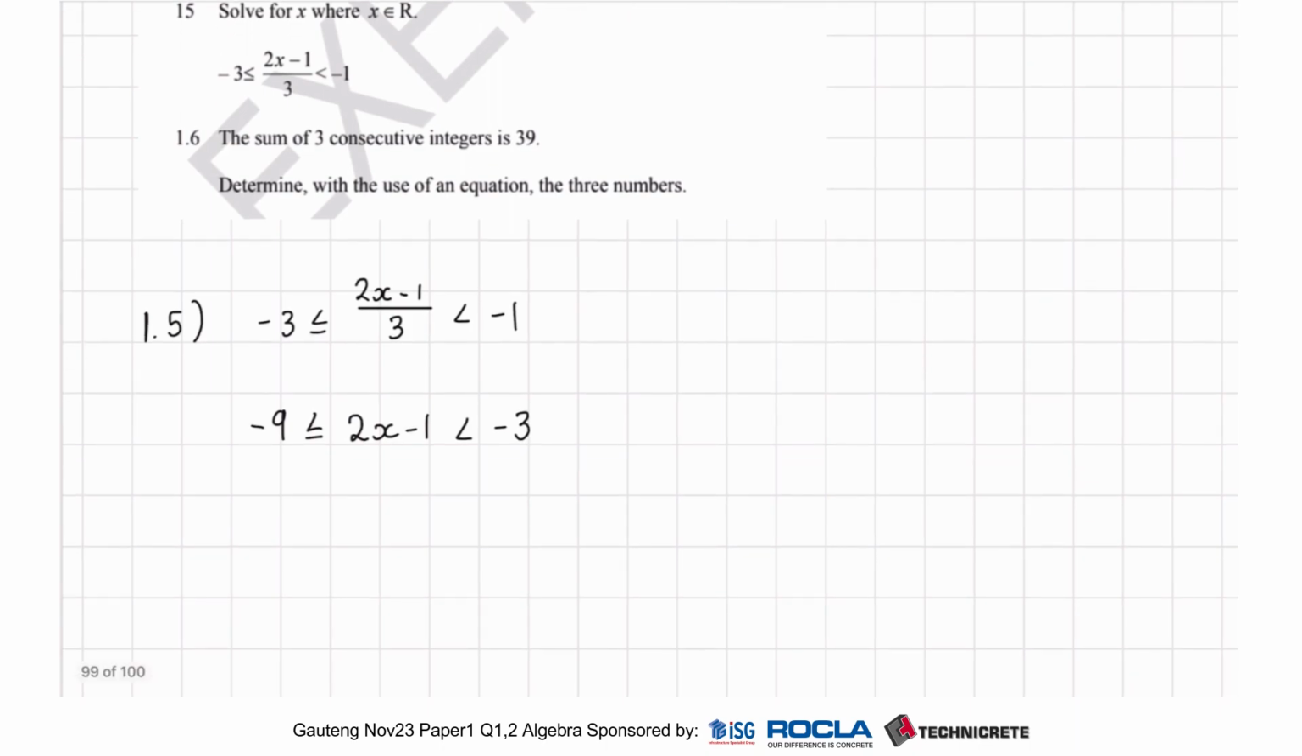Then I'm still trying to get x on its own here, so I'm going to add a positive 1 to the middle to get rid of this minus 1, which means I'm adding a positive 1 on the right-hand side, and I'm adding a positive 1 on the left-hand side. So I'll have minus 8 here, 2x here, and minus 2. And then finally, I'm just going to divide by 2 in the middle to get x on its own, which means I'm also dividing by 2 on the left-hand side and on the right-hand side. So I'll have minus 4, and here I will have minus 1.